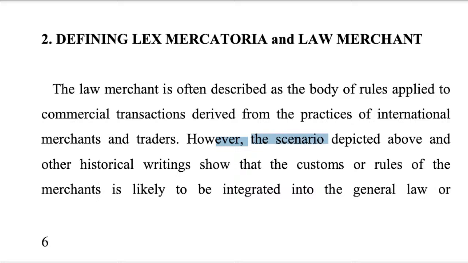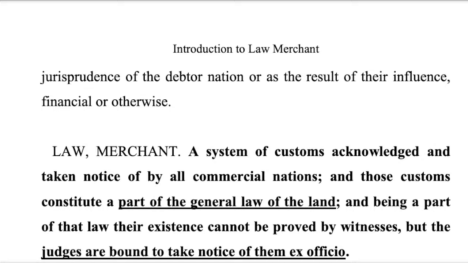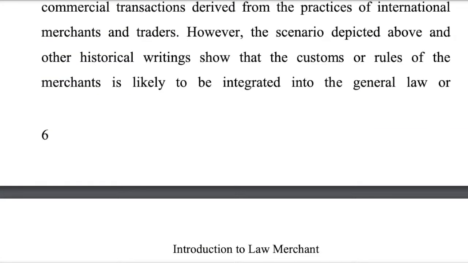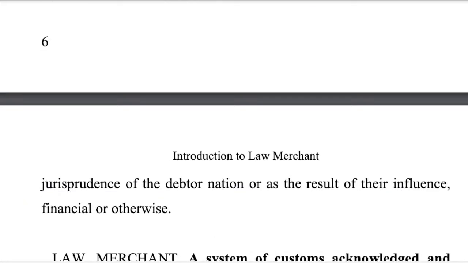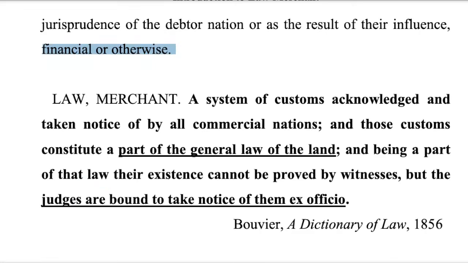International. However, the scenario depicted above and other historical writings show that customs or rules of the merchants is likely to be integrated into the general law or jurisprudence of the debtor nation, or as a result of their influence, financial or otherwise. See this? So the jurisprudence of a nation is corrupted. Here's another level of deceit. The customs or rules of the merchants is likely to be integrated, what a nice use of euphemism, into the general law or jurisprudence of the debtor nation, or as a result of their influence, financial or otherwise.